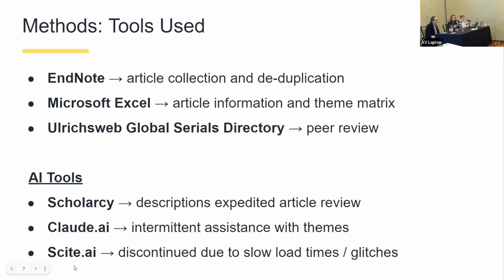Along the way, in this project, we utilized a number of tools. EndNote was where we put our articles and our information there and helped with deduplication. It was not a perfect system. And then Microsoft Excel is where we put the article information, and then as a team, we worked on finding those themes among those articles. For the journals that we located through Google Scholar, if any were unclear about the peer review status, we did use Ulrich's Web, the global serials directory, to assist with that.